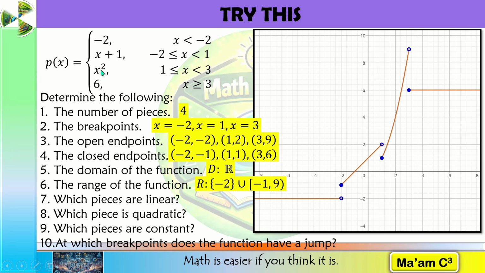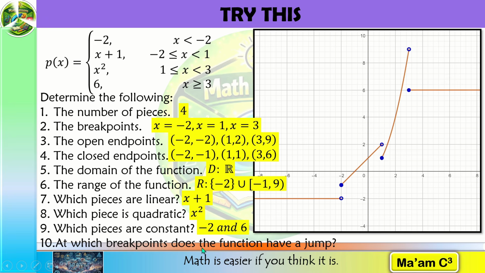Which pieces are linear? Let's look here. This is the linear, x plus 1. We only have 1 actually. Now, which piece is quadratic? Take a look at here. This one, x squared. And which pieces are constant? We have 2, -2 and 6.